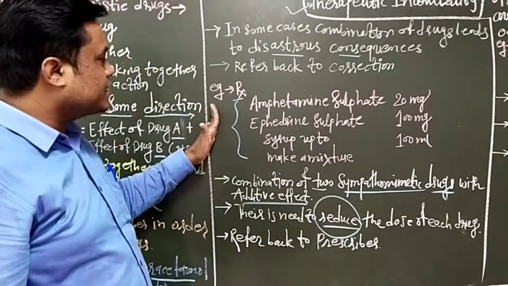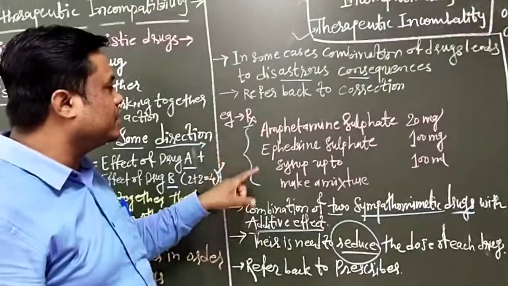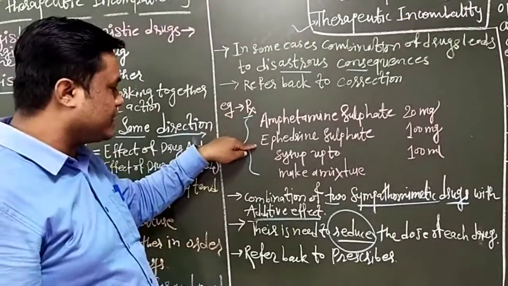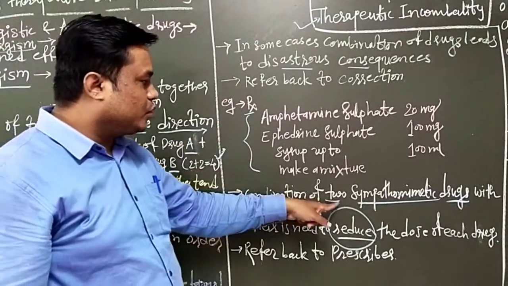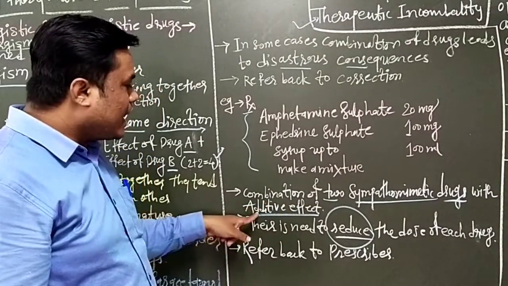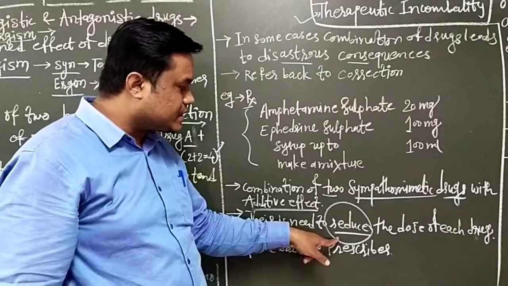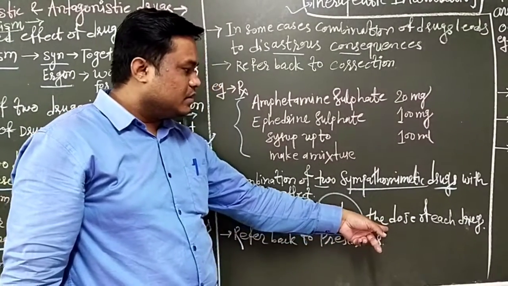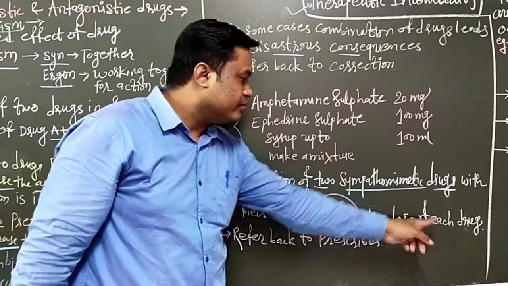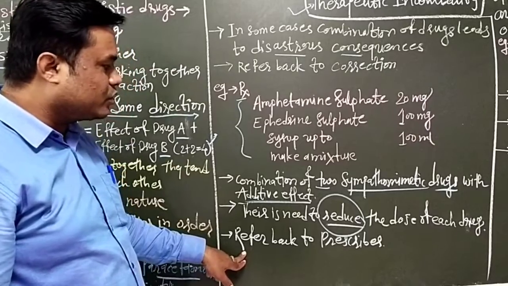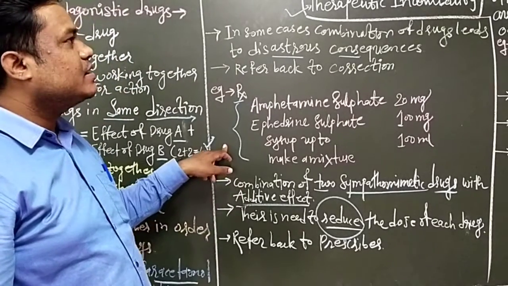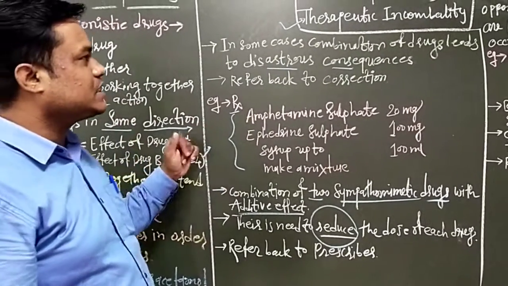In this prescription there is a combination of two sympathomimetic drugs, amphetamine sulfate and ephedrine sulfate, two drugs with an additive effect. Therefore, there is a need to reduce the dose of each drug, and this prescription is referred back to the prescriber for necessary correction. This is all about synergism.